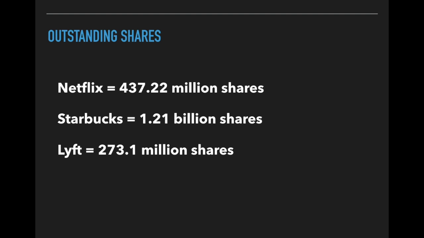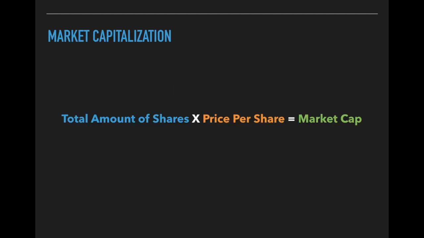This fixed number of shares is called the outstanding shares. It's the total amount of shares a company is divided into. Now, each of these shares is going to be associated with a price. And if we take the total number of shares that a company has and multiply it by the price of one share, then we get the total dollar market value of that company, which is called the market capitalization.